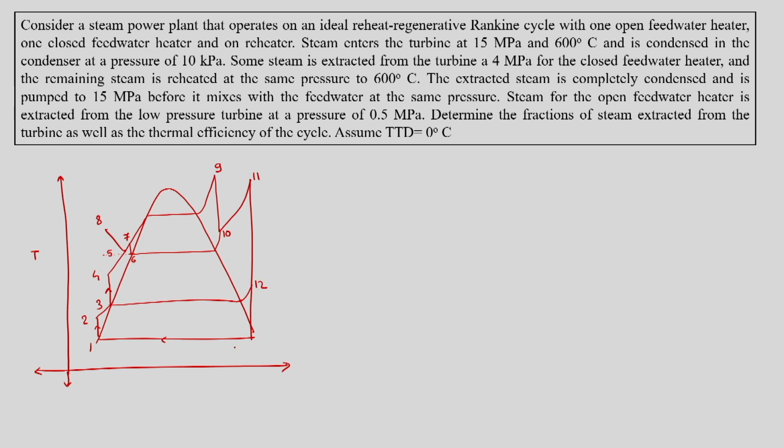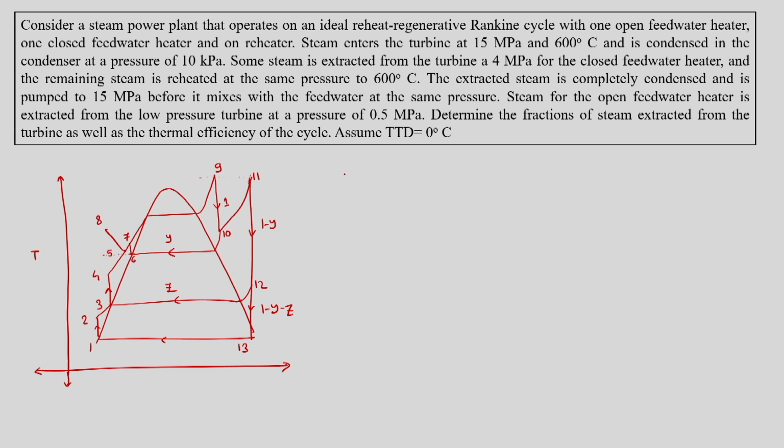then 12, then 13. So, we will pretend that here Y steam is extracted and here Z steam is extracted. So, here 1 kg of steam is expanded, here 1 minus Y kg of steam is expanded, here 1 minus Y minus Z kg of steam is extracted, and then both the temperatures are same. So, T9 is equal to T11.